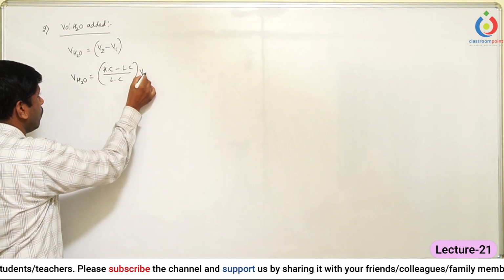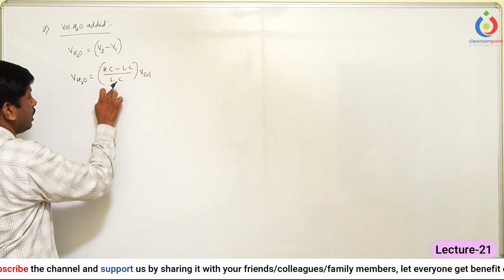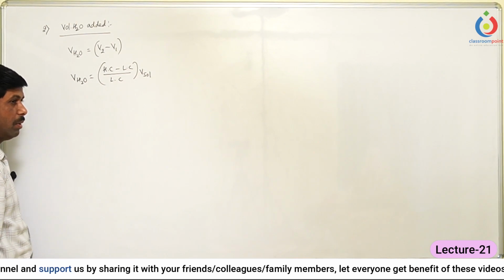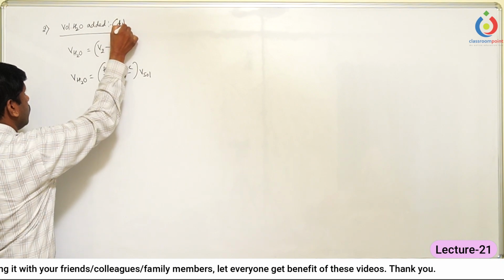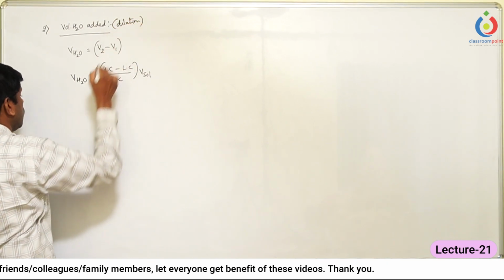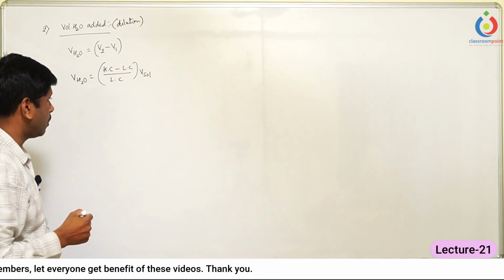Similarly, we can use another formula: higher concentration minus lower concentration, divided by lower concentration, into volume of the solution. That is, higher normality minus lower normality divided by lower normality, into volume of the solution. This is for dilution. During dilution, how much water or solvent can be added can be calculated by using this formula.